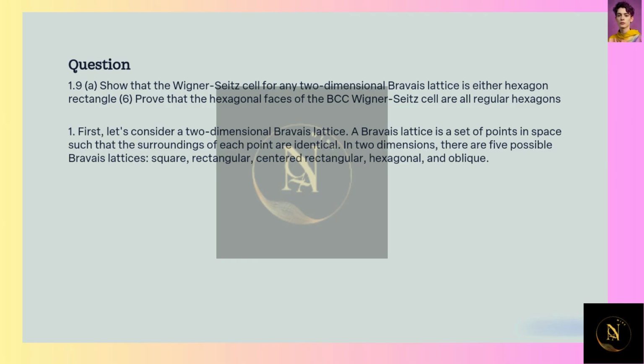First, let's consider a two-dimensional Bravais lattice. A Bravais lattice is a set of points in space such that the surroundings of each point are identical. In 2 dimensions, there are 5 possible Bravais lattices: square, rectangular, centered rectangular, hexagonal, and oblique.